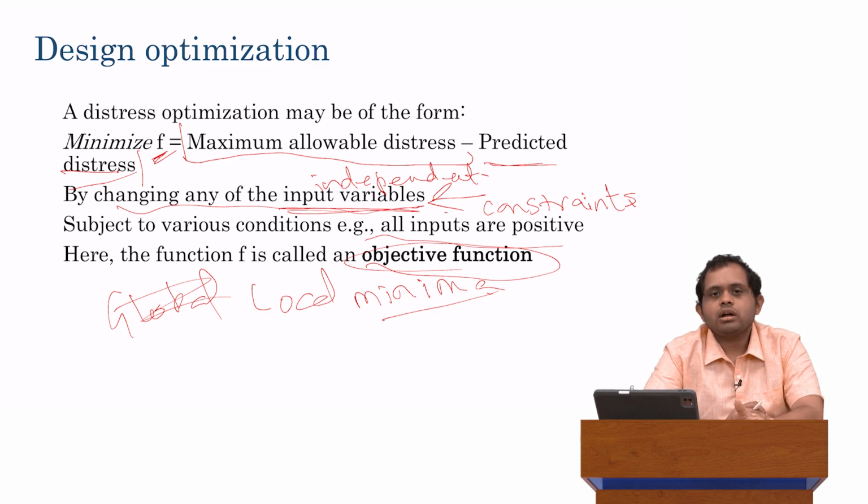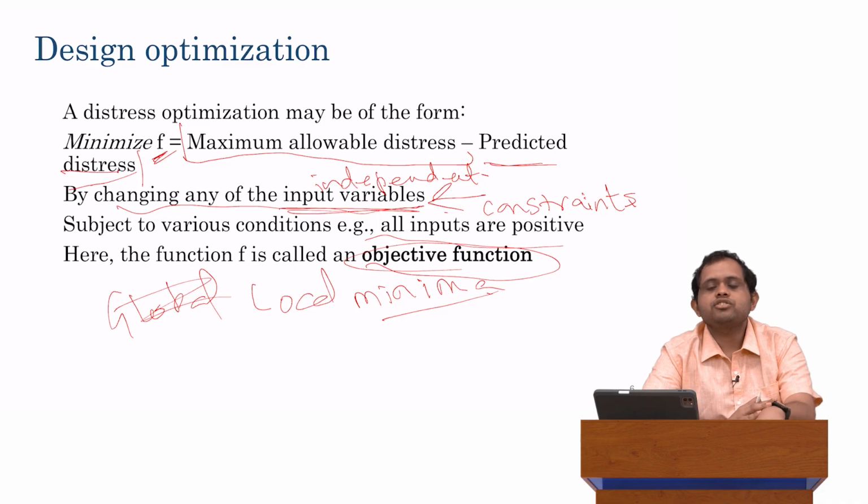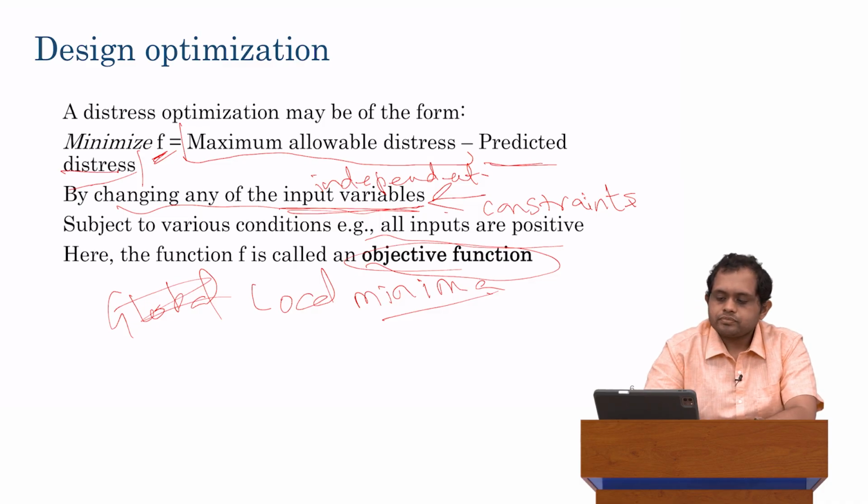That is, we are not allowing any value of the independent variables. We are constraining the values of the independent variables. Within those constraint values, we want to find a solution which minimizes the objective function. This is basically what we call an optimization problem.